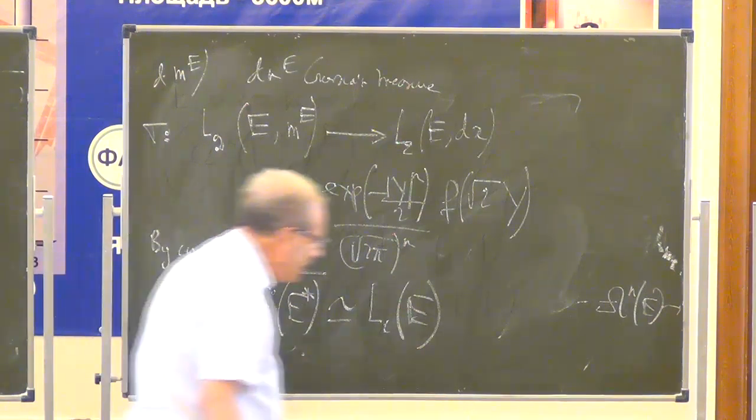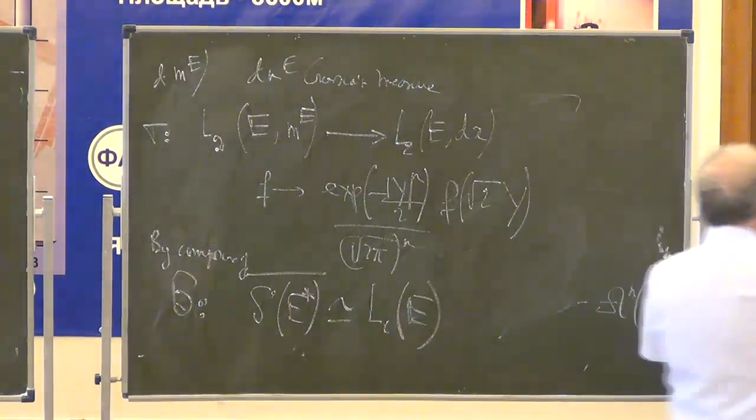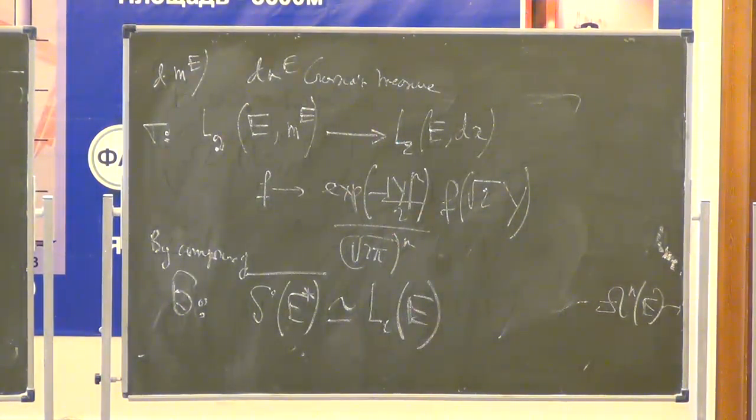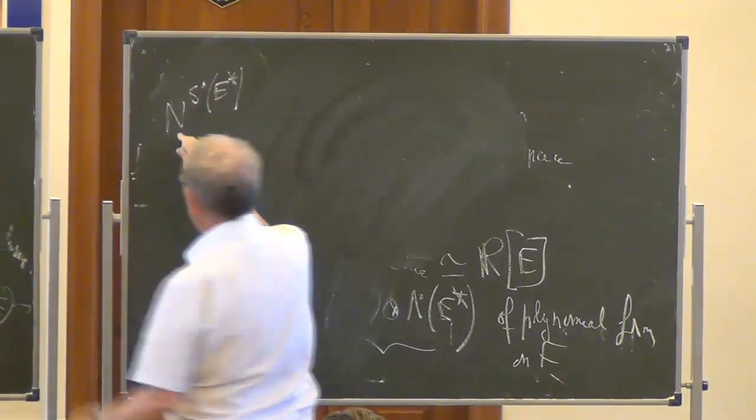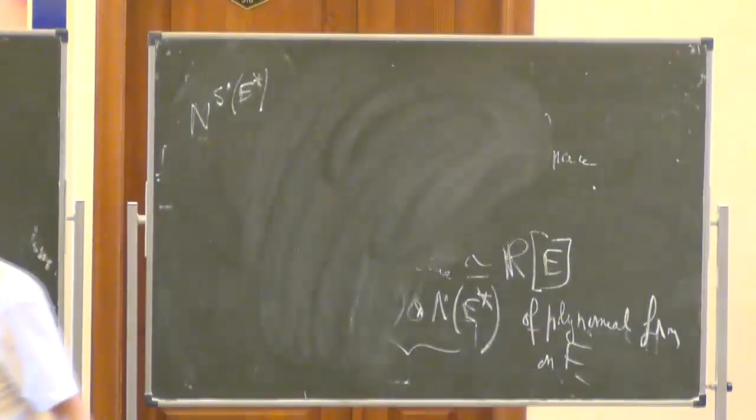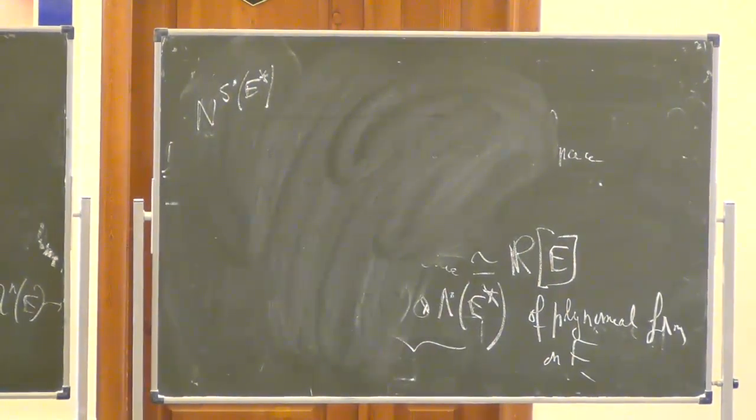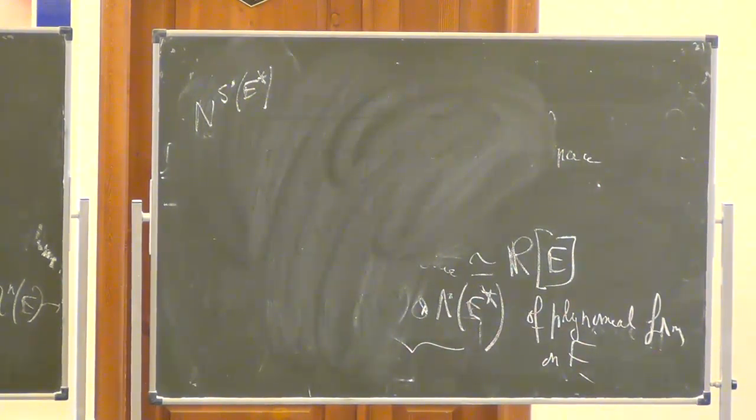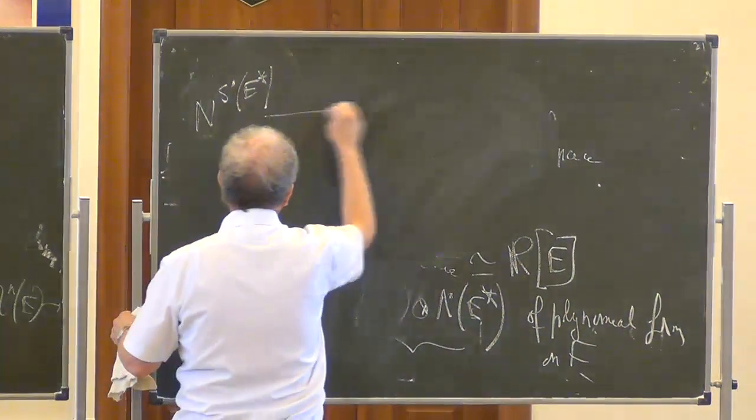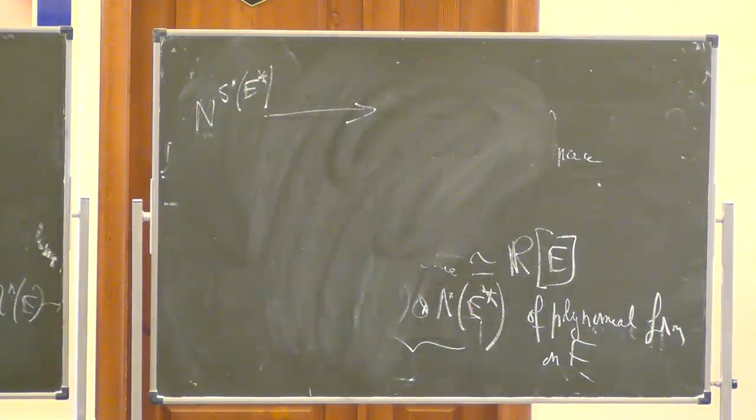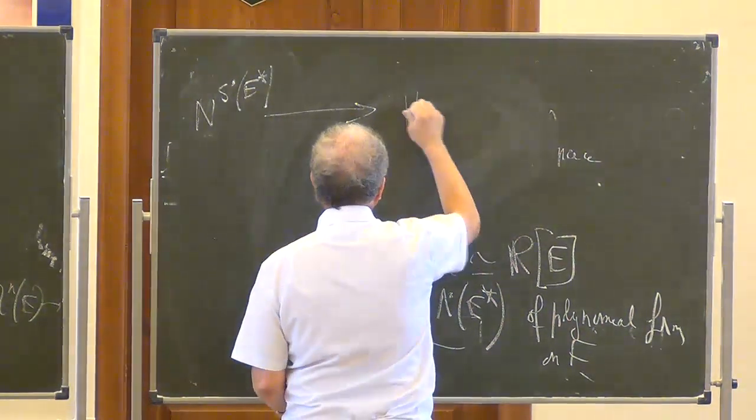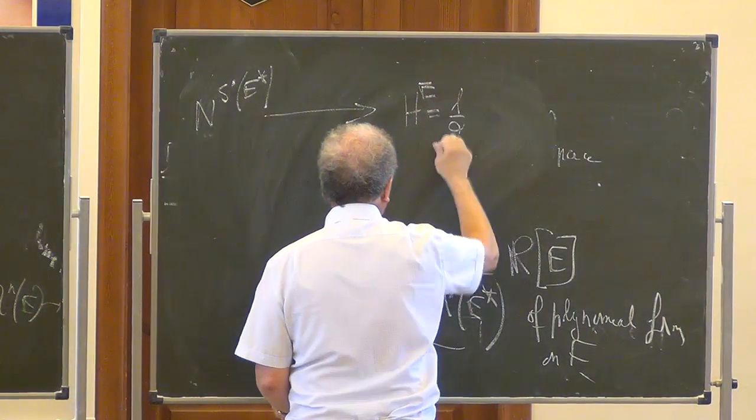Now, one can ask what happens to the number operator, which counts the degree on E star. We have this operator which counts the degree on S of E star, and we can just try to find what happens to it when you identify S of E star with the L2 space of E. So the operator which corresponds here is the so-called harmonic oscillator of the vector space E.